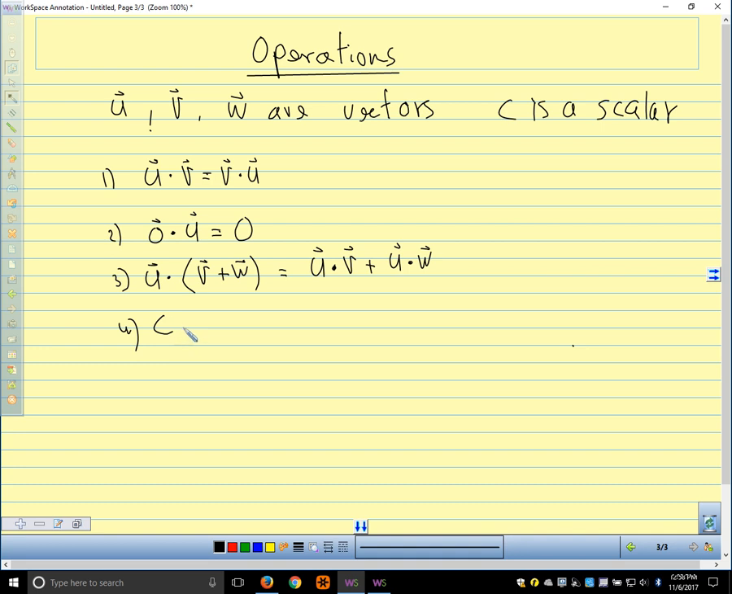A scalar times a dot product is the scalar times either of the vectors, and we can do it with either of them. u dot cv. So we can multiply the scalar by either vector and then do the dot product, or we can do the dot product and then multiply by the scalar.